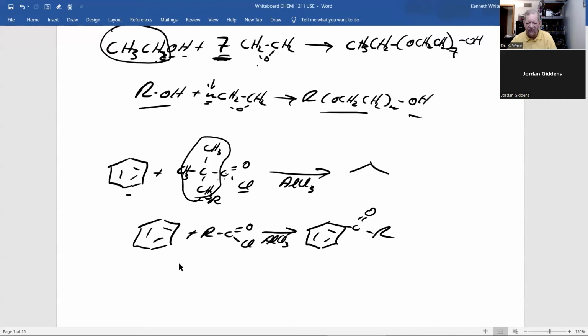An aromatic ketone. So you got a benzene ring. Don't forget the bonds in the ring. Otherwise, that's cyclohexane. I mark it wrong. R is a T-butyl. And that's what you get.